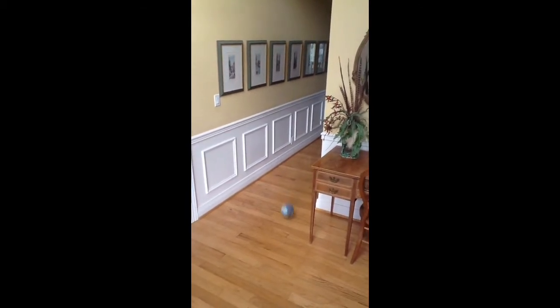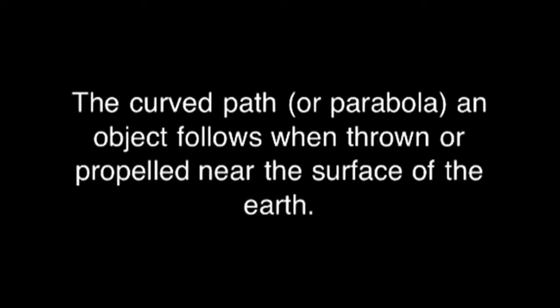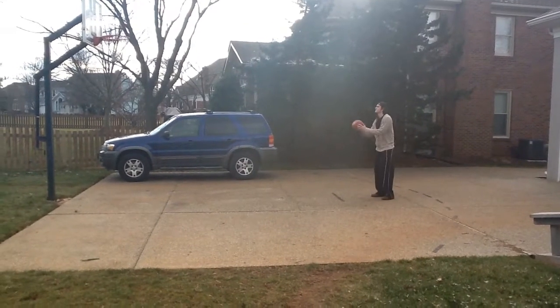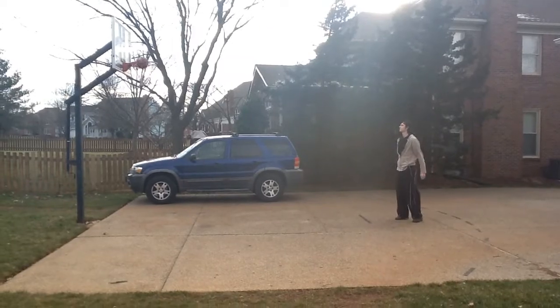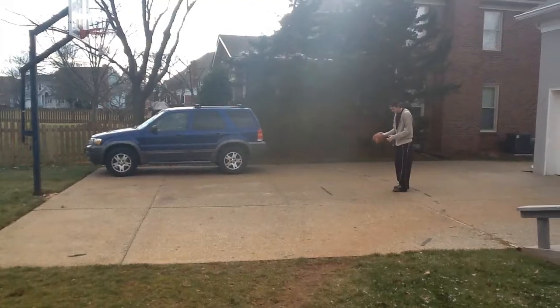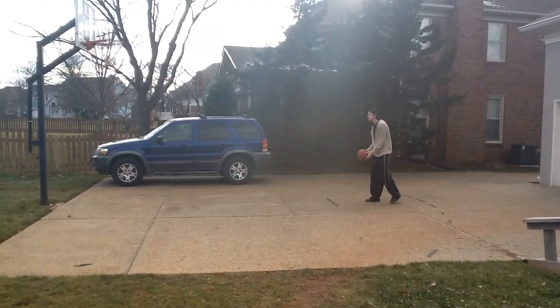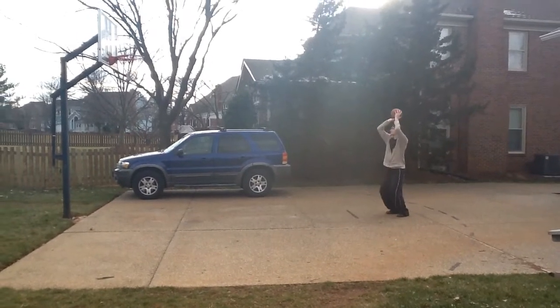Projectile motion is the curved path or parabola an object follows when thrown or propelled near the surface of the Earth. In the video, you can see me shooting a basketball. The angle at which I decide to launch the basketball will influence the distance the ball will go. The ball goes higher up in the air, but goes a shorter distance. To achieve the greatest distance with the greatest height, you would want to launch the projectile at a 45-degree angle.